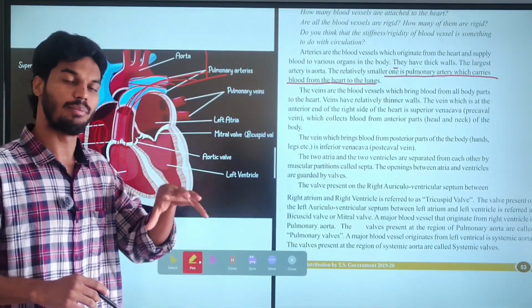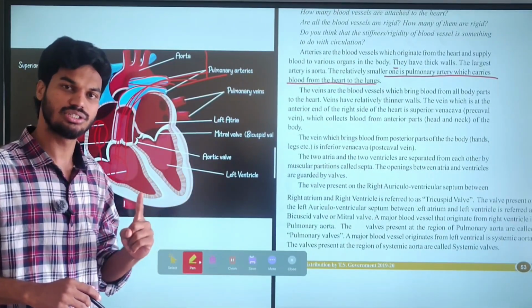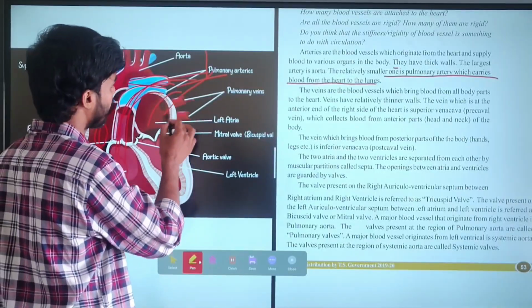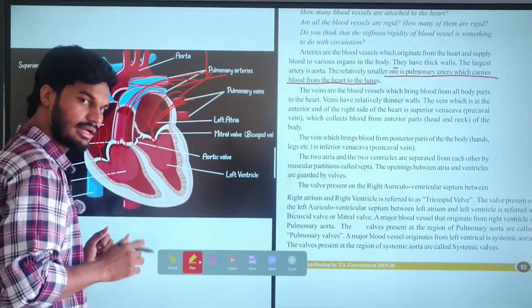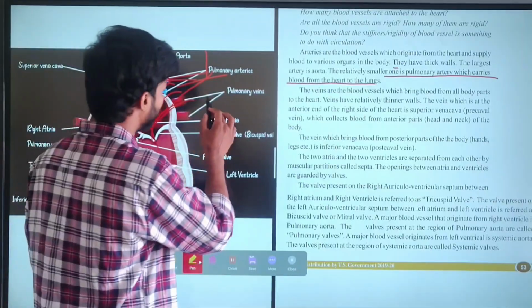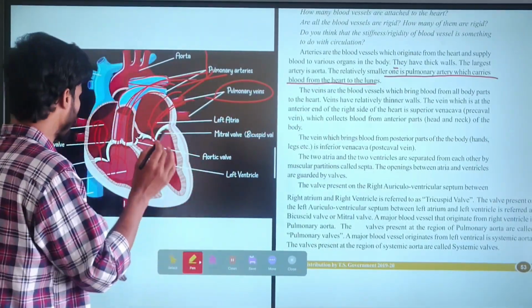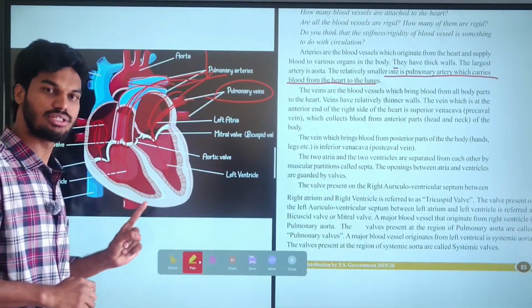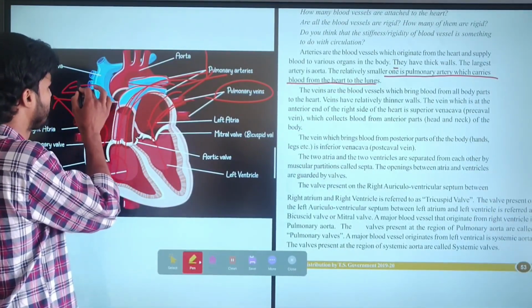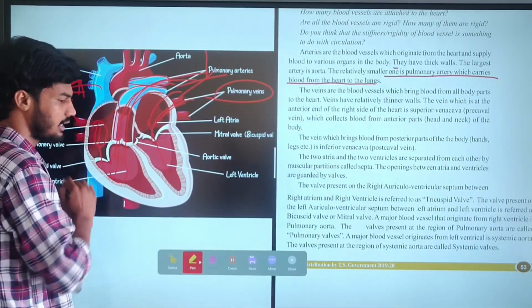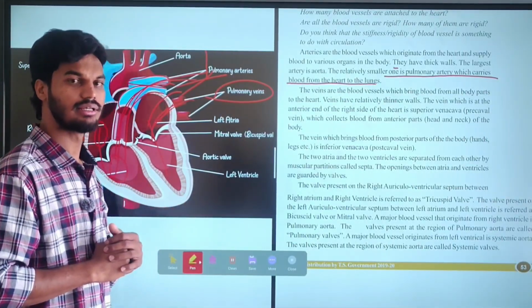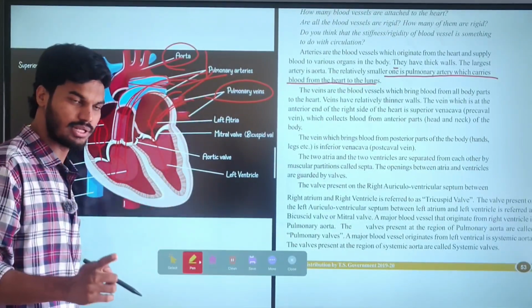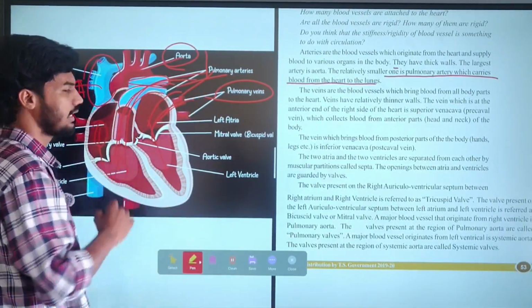From the lungs, the deoxygenated blood gets oxygenated and enters into the left atrium and left ventricle through the pulmonary veins. Simply, the vessels shown in red color carry the oxygenated blood, and the ones in bluish color, not green, carry the deoxygenated blood. Red color indicates oxygenated blood transportation, and blue color indicates deoxygenated blood transportation.